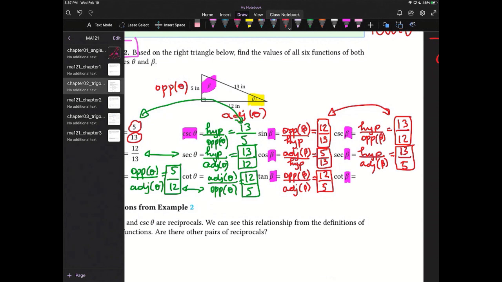And now we're dealing with tangent and cotangent. Cotangent, which is the reciprocal of the tangent, is defined as the adjacent of the angle beta divided by the opposite side of beta. Adjacent is 5 and opposite is 12. So 5 over 12 is the cotangent of angle beta.